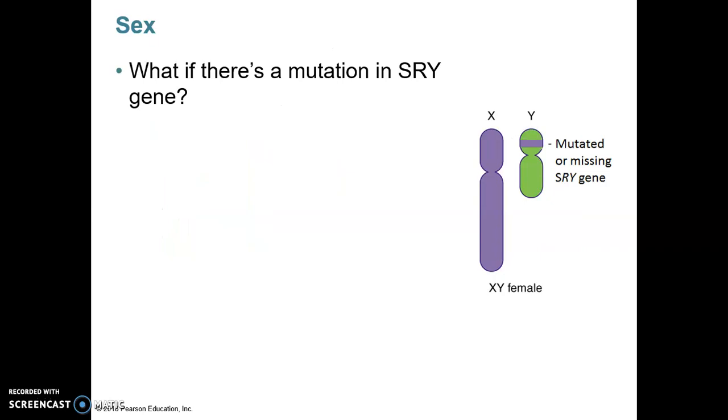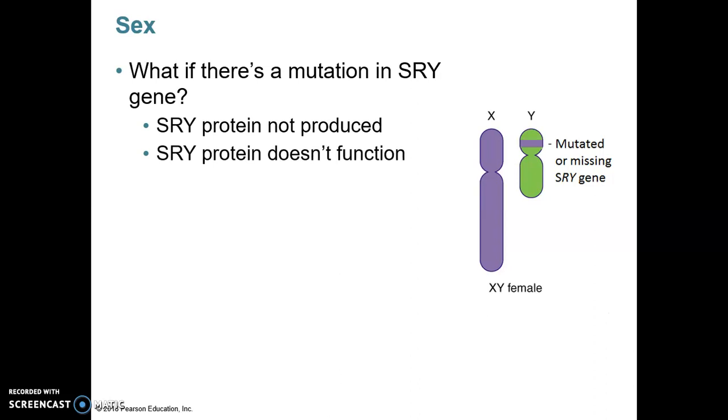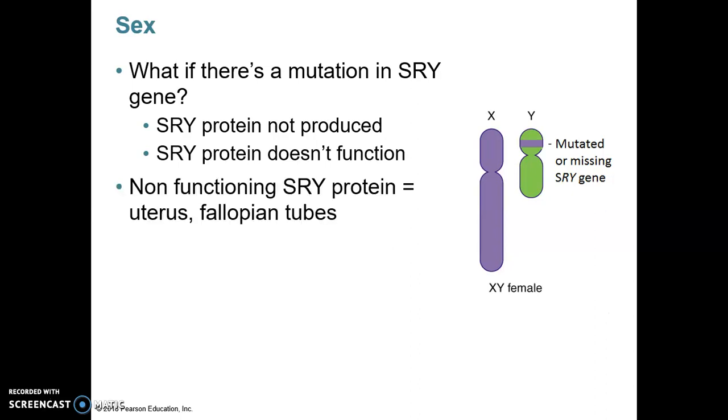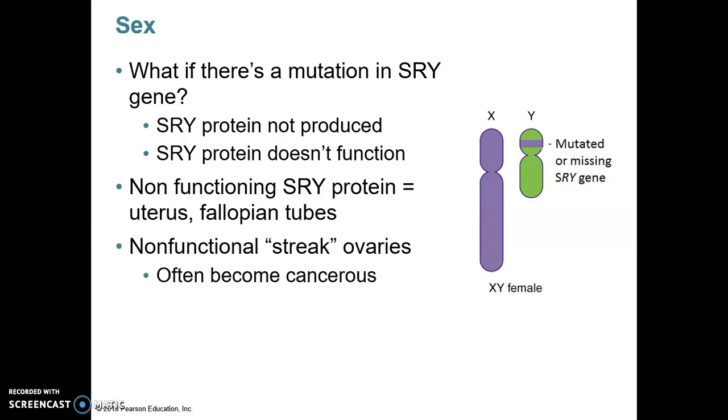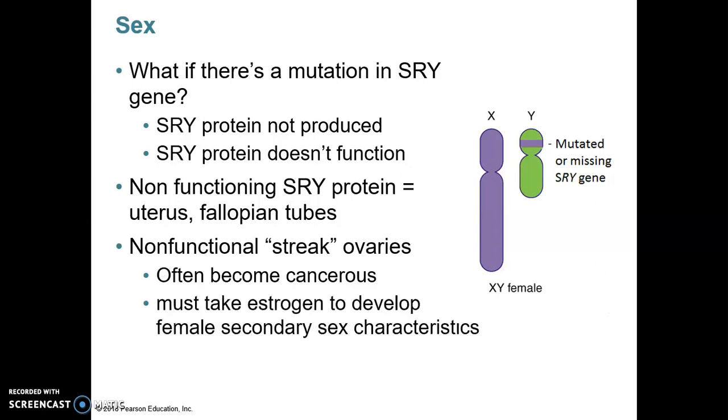Sometimes there might be a mutation in the SRY gene, and depending on the mutation, maybe the SRY protein won't be made at all, or maybe it will be made but it doesn't work. A fetus without functional SRY protein will develop a uterus and fallopian tubes, even though it has a Y chromosome. And often non-functional organs called streak ovaries will be formed, and they can become cancerous, so they must be removed. And if that happens, the person has to take estrogen if they want to develop female secondary sex characteristics, such as breasts.